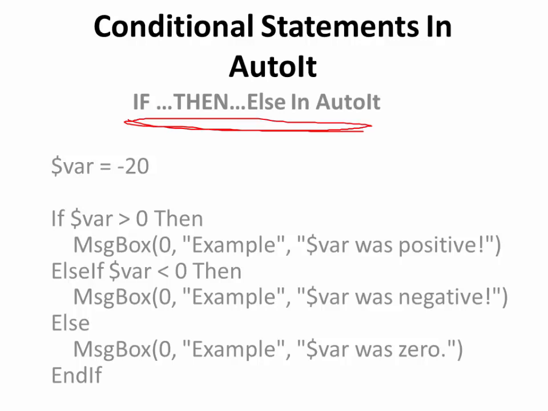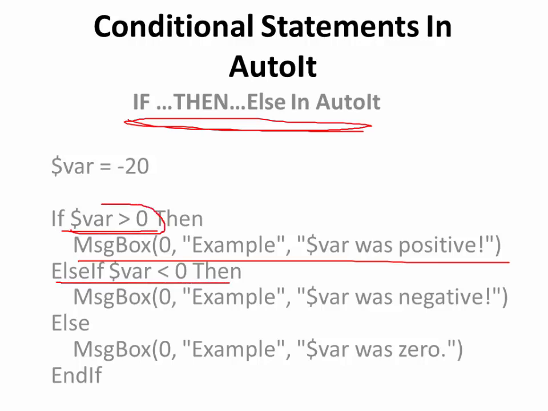Here it depends on the condition. If the condition is true, it will execute the first statement. If the condition is false, it will execute another statement, meaning the else statement. So it's all dependent on the condition. Here we can see the value of the variable is 20. If the variable value is greater than 0, then it executes a message box and displays a positive value, and else, if it is smaller, it will execute the else statement, which is this one.